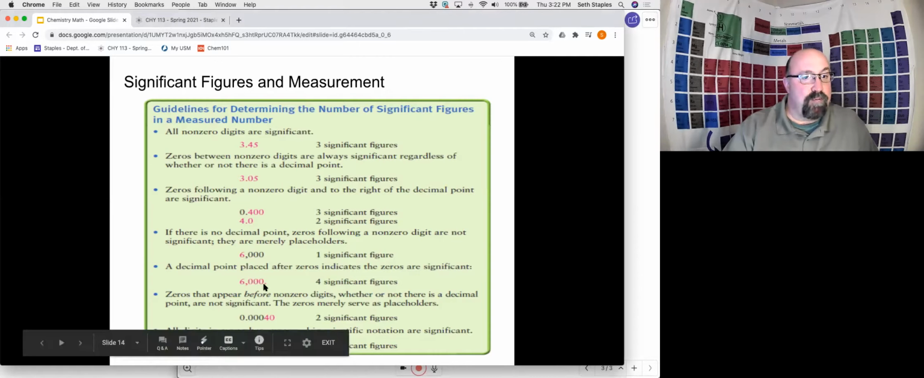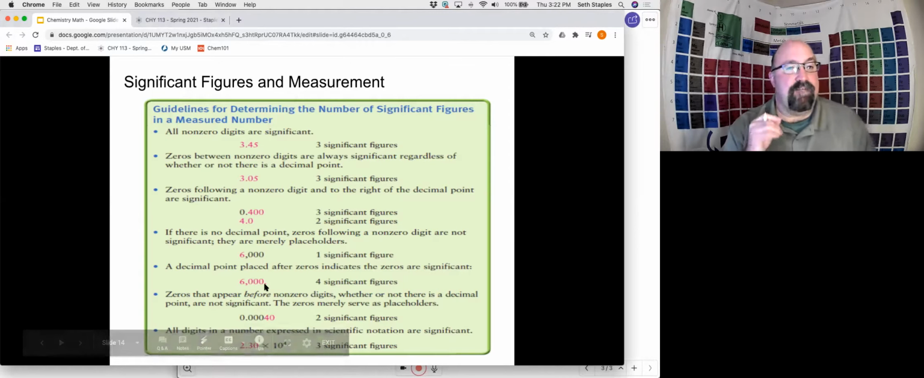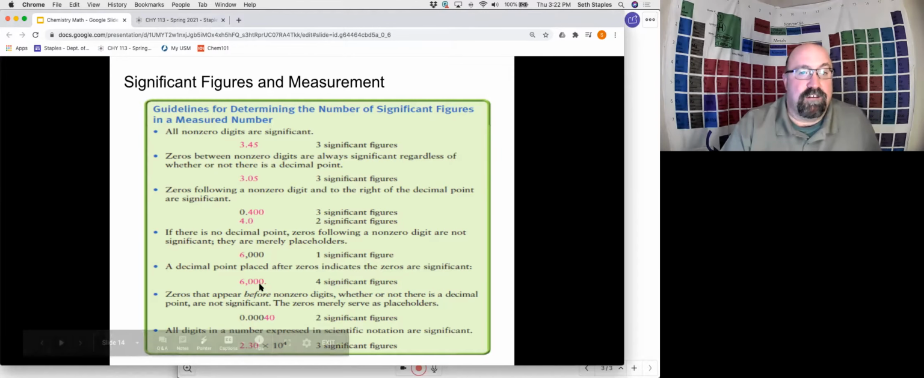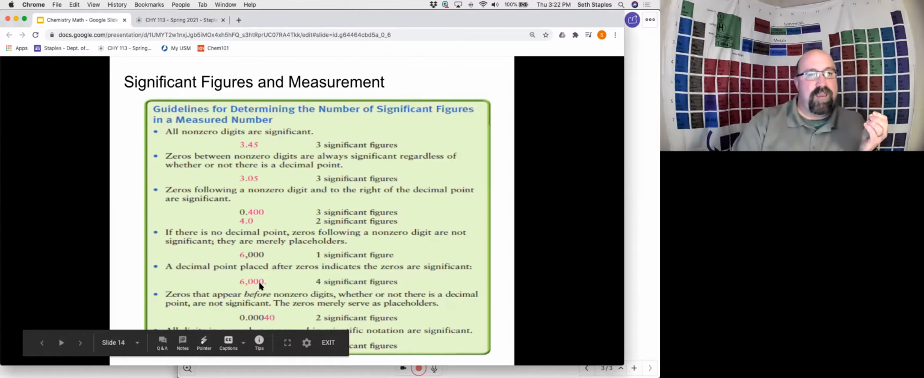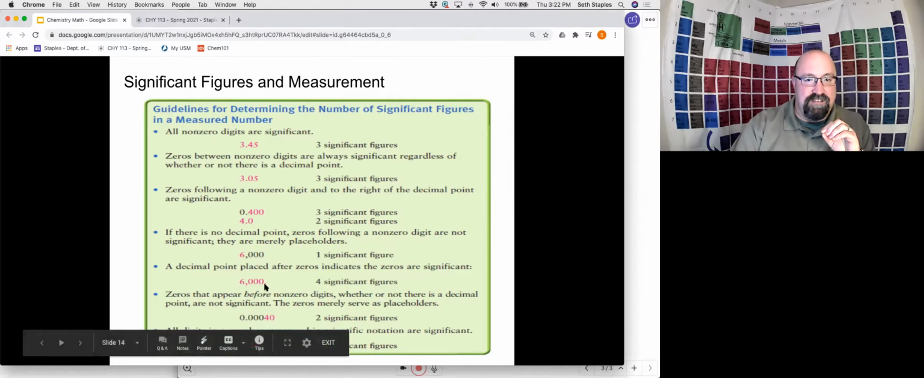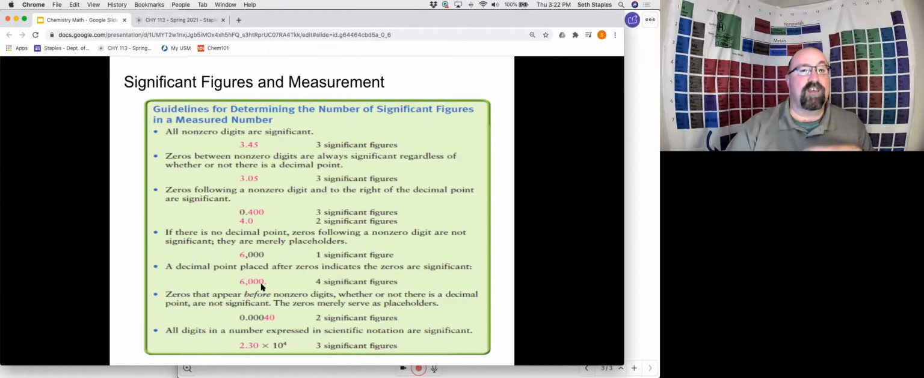Now, if I put a decimal point right there, though, that's telling me that those zeros now are significant, that I have measured this measurement accurately to the ones spot. And that's the other way to think of it, is that these three zeros in this case simply tell us that we've only measured this accurately to the thousands spot. This decimal point here tells me that I've actually measured accurately to the ones spot. So now those zeros are significant.